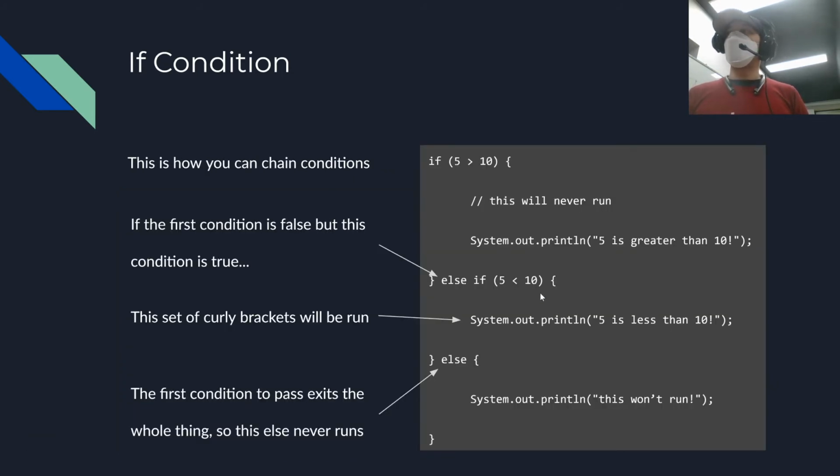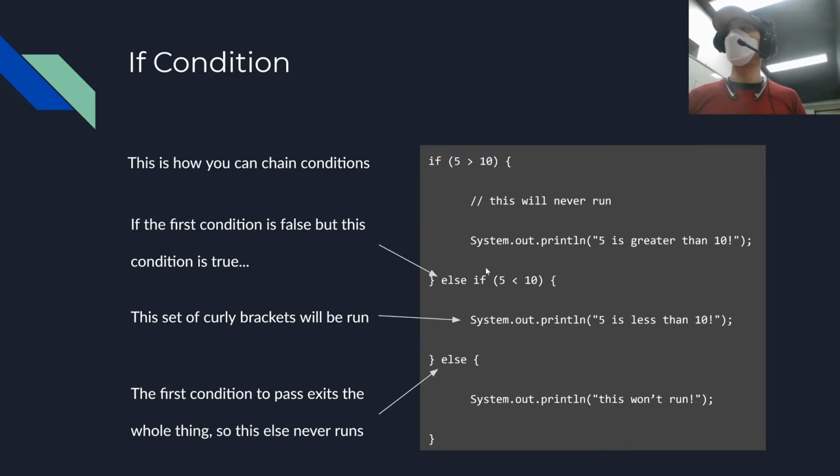So chaining. We mentioned earlier that you could chain conditions. If this is true, then do this. If it's not, then check this one. Check this one, check this one, so on and so forth. This is condition chaining. We have this condition right here. Is 5 greater than 10? So what does this evaluate to? Correct, it is false. So then it's going to skip this, and it's going to go to the next else.